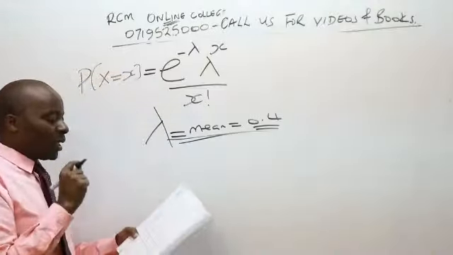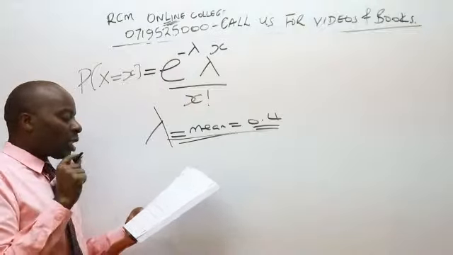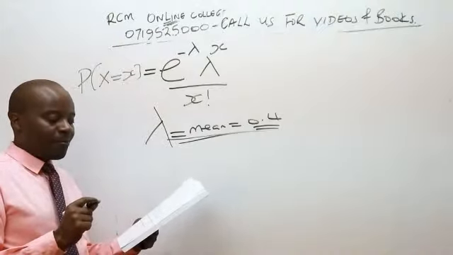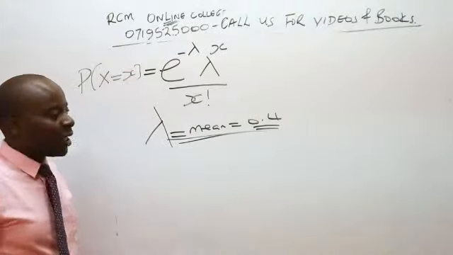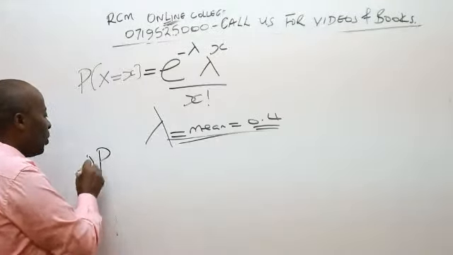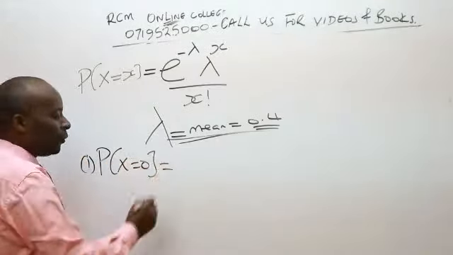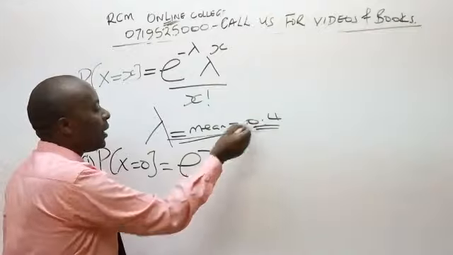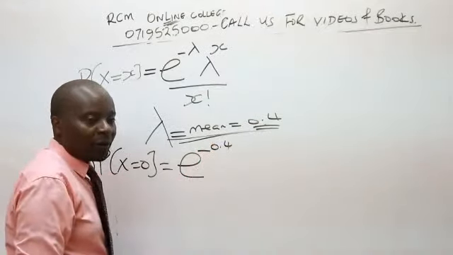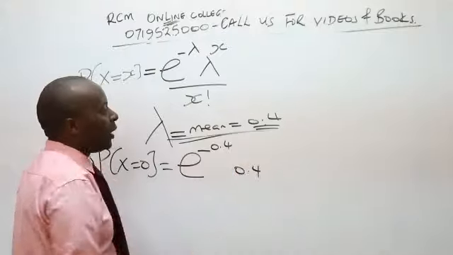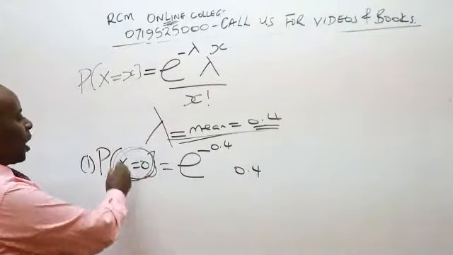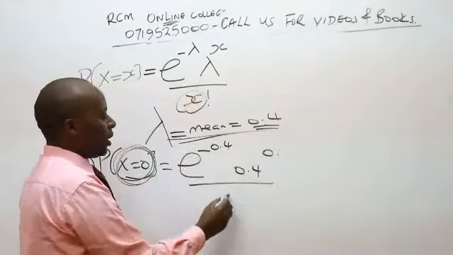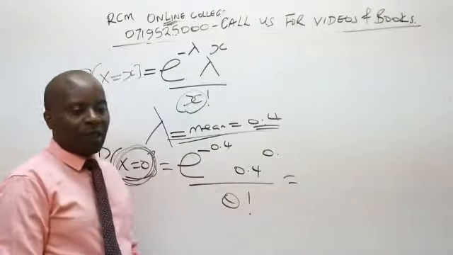So ladies and gentlemen, what do they want us to give them here? Number one, they want us to give them the probability that no transformers will be struck by lightning in a week. So basically probability of our x being equal to 0. So this will be e raised to negative lambda. Our lambda here is 0.4. And then we have 0.4 raised to x. The x that you would want to work with is 0 here. So raised to 0 all over 0 factorial.